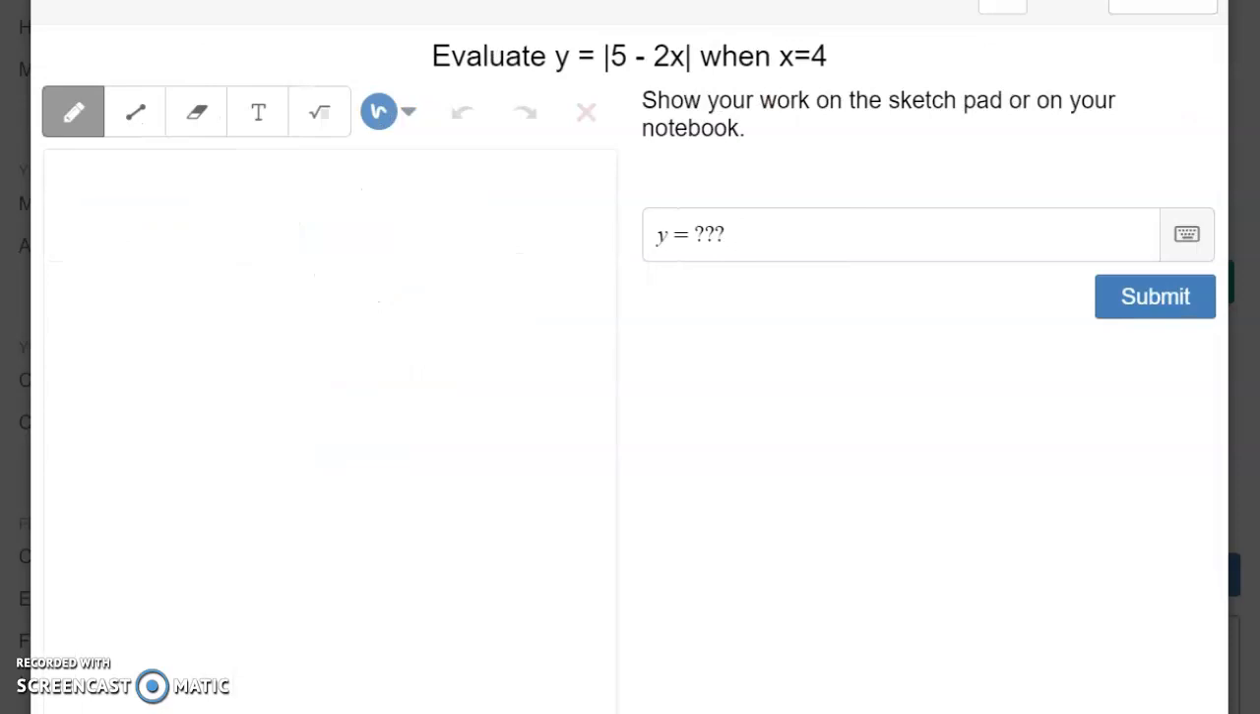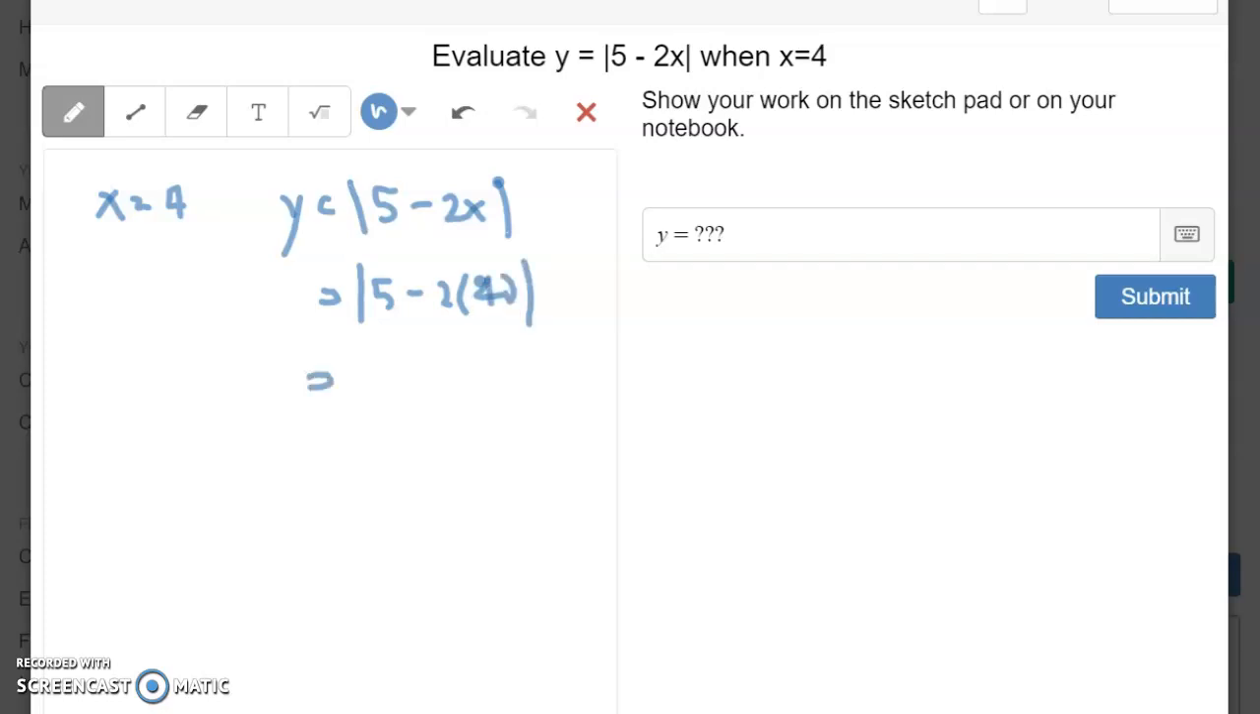Next problem is very similar. However, we have an absolute value symbol inside the right hand side. So it is the same thing. X is equal to 4. That means you are substituting the value of x to be 4 whenever you see a variable x in the equation. So 5 minus, instead of 2x, instead of x, I'm going to put my value 4 in there.